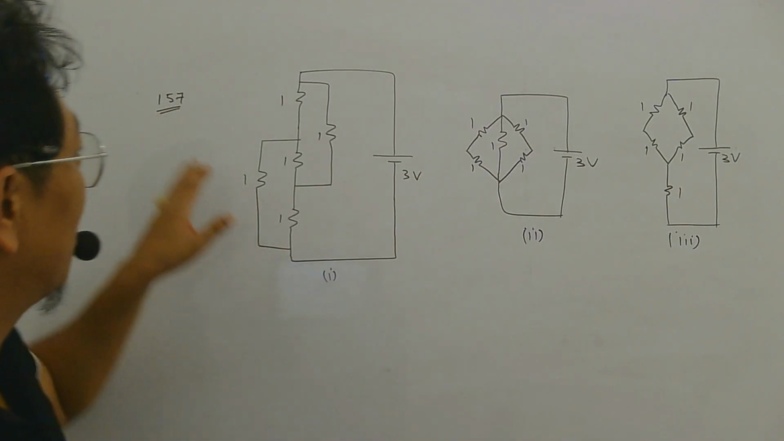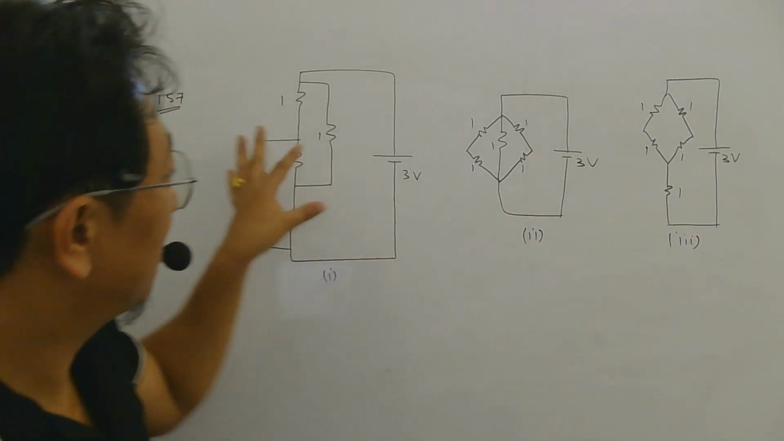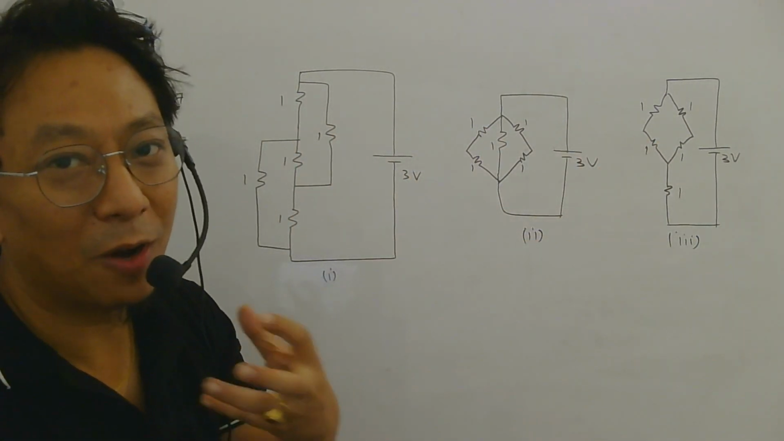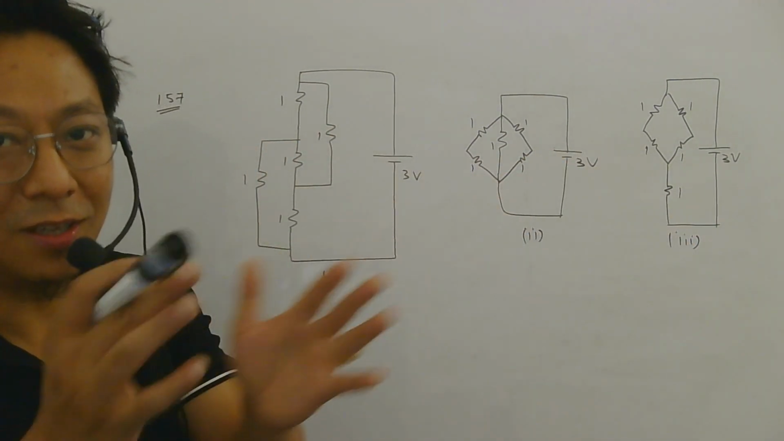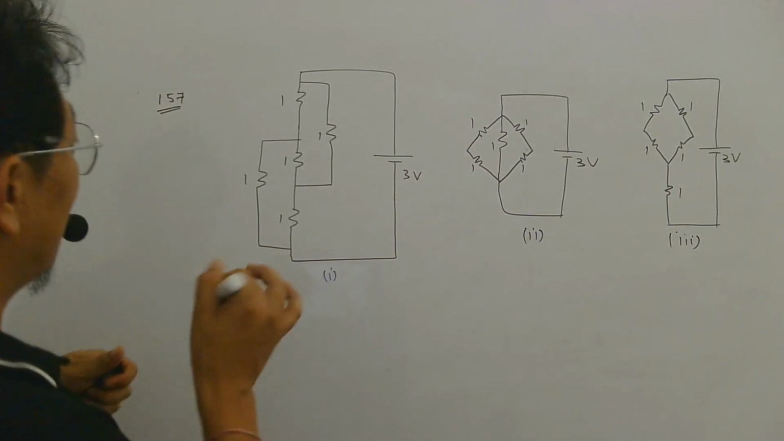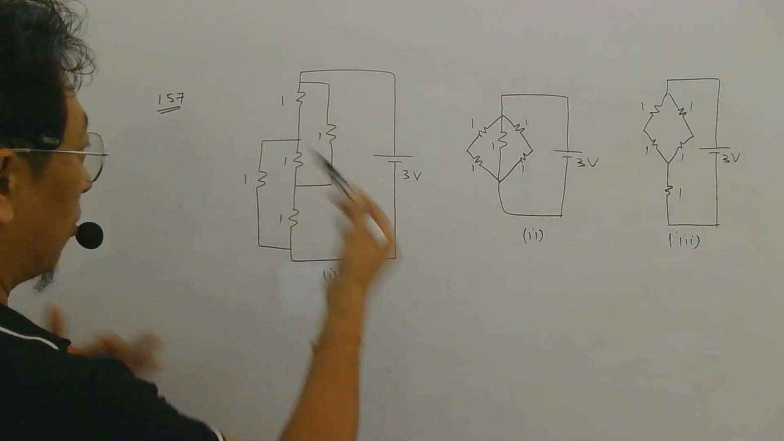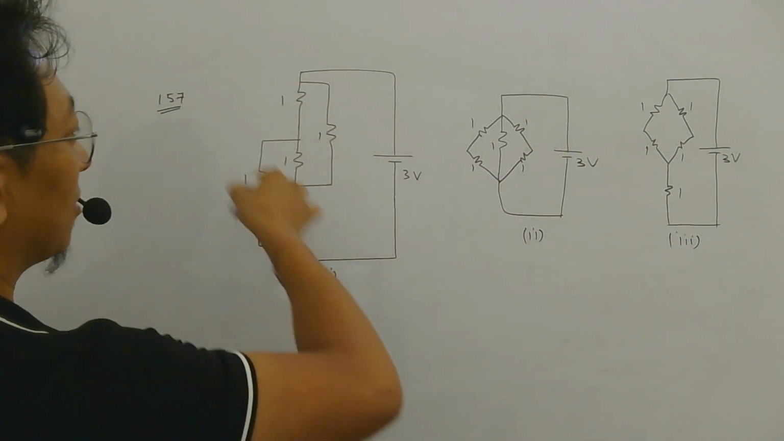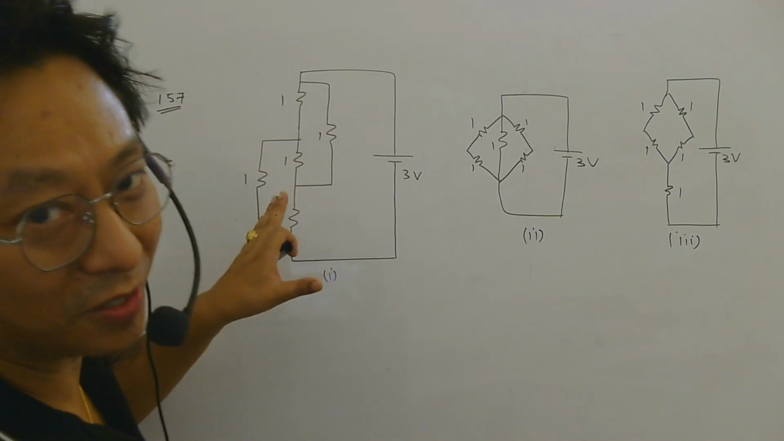Now let's see the next question, 157. They are given 3 circuits with resistors and a battery, and we have to find the power dissipated or power consumed by the circuits, and see which one is greatest and which one is smallest. So now I told before that to find power consumed by a circuit, you have to first find the equivalent resistance of the circuit. Now if you look carefully, this is your Wheatstone bridge, right?